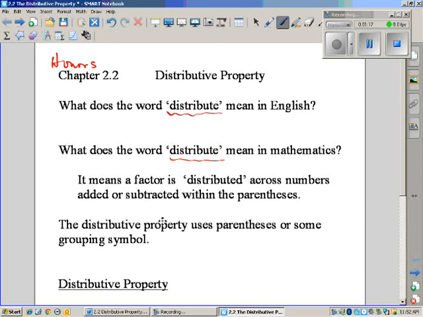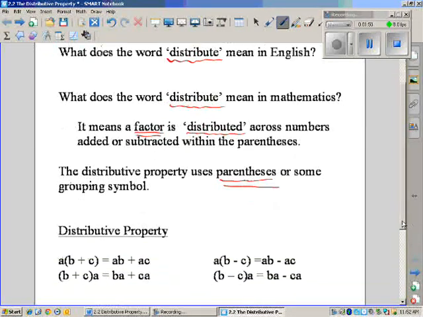It means that we are going to distribute a factor. So we've got a multiplication problem going on because we've got the term factor. We're going to distribute a number or a variable evenly across everything that's located within a set of parentheses. A bunch of addition or subtraction, whatever's within the parentheses, it doesn't really matter. The distributive property uses parentheses or some other kind of grouping symbol to tell you that they want you to distribute from the outside to the inside. So we're going to look at some examples.